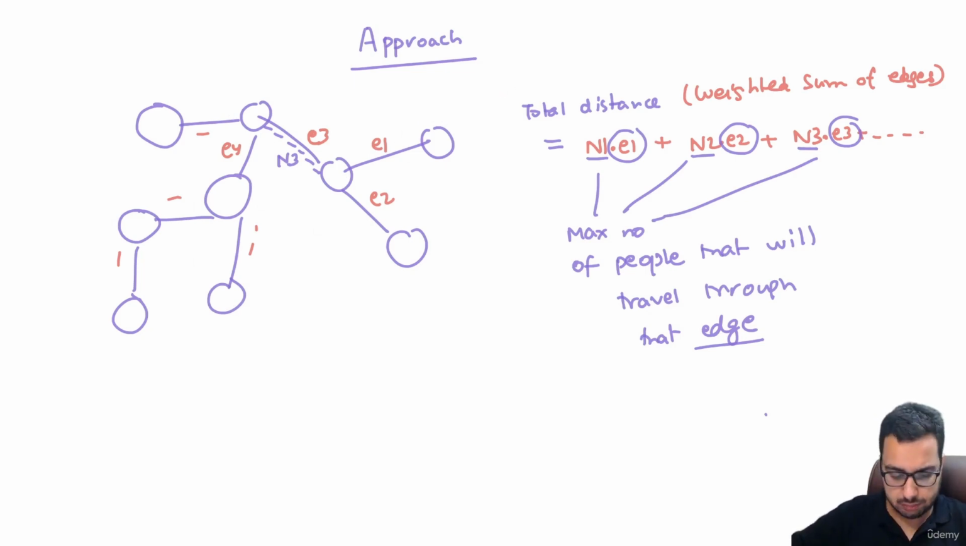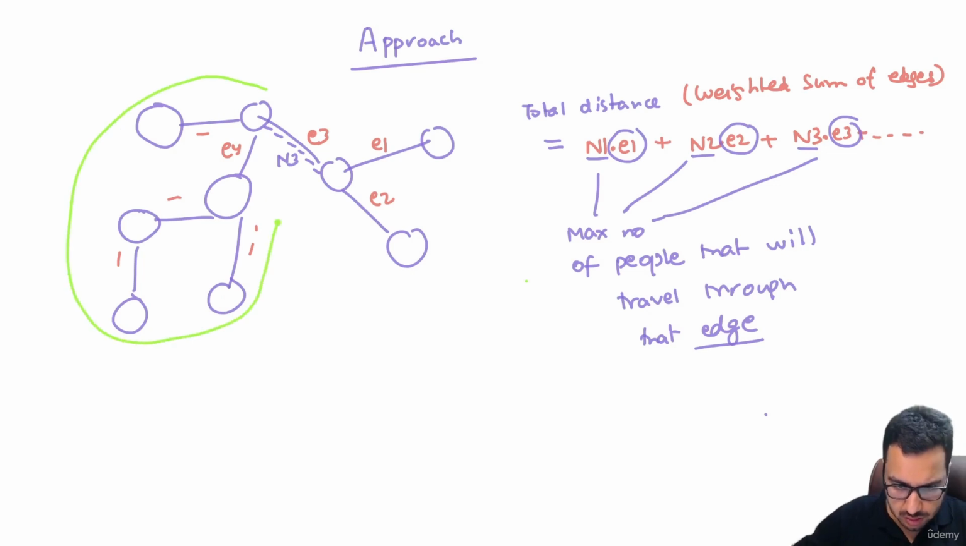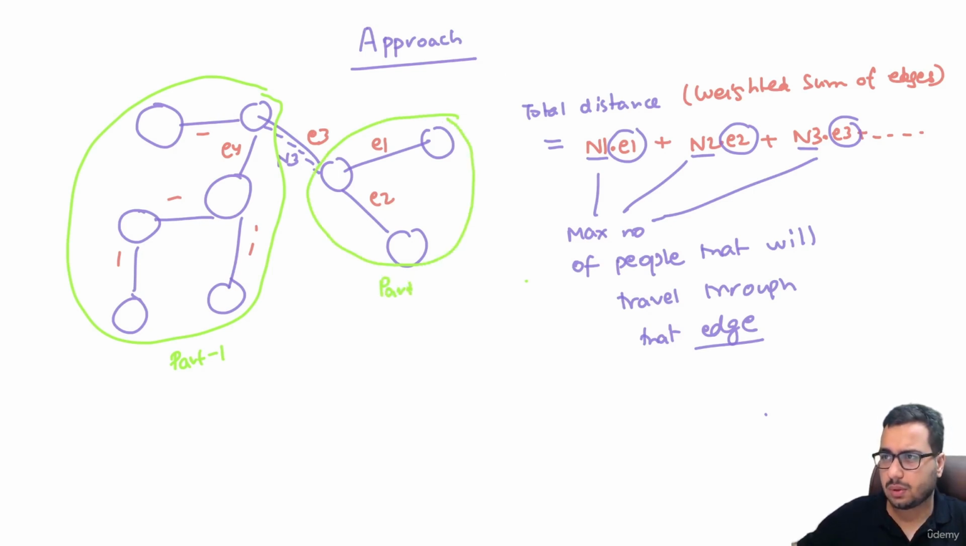So this edge breaks our graph, or the tree, into two parts. One part is clearly visible. This is one part, let me just mark it in green. Let me write it as part 1, and let me write this one as part 2.